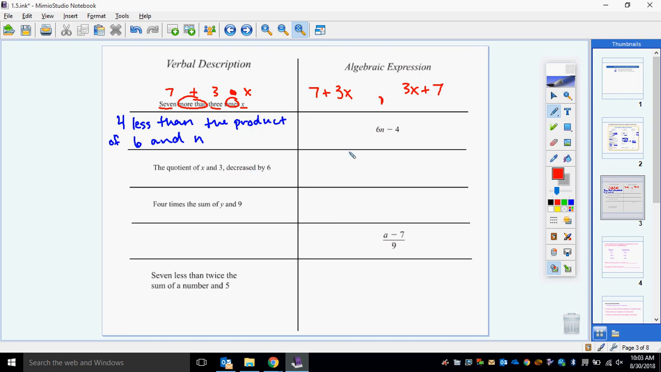The quotient of x and 3 decreased by 6. So I need to put that in math. Quotient is a key word, and decreased is a key word. Quotient means divide, decreased means subtract. The quotient of x and 3 decreased by 6. I need to put that in math terms. So I'm dividing x and 3. I'm decreasing it by 6. The subtraction has to come last.